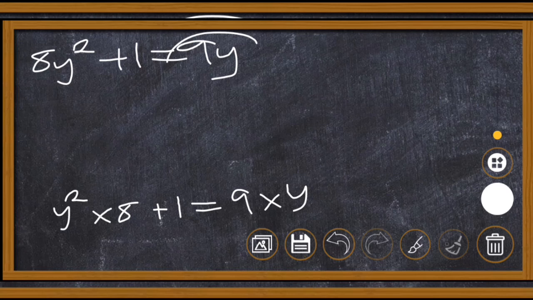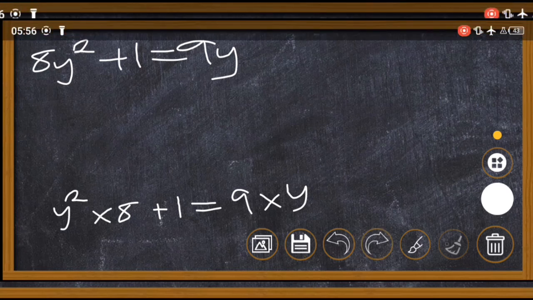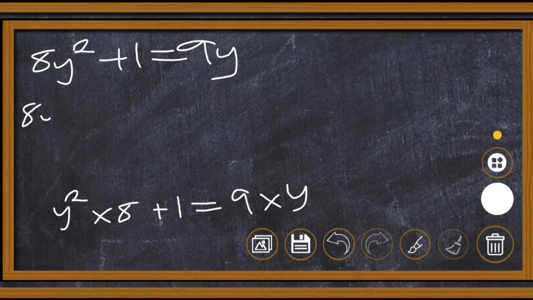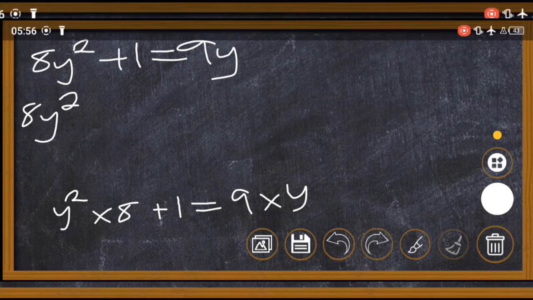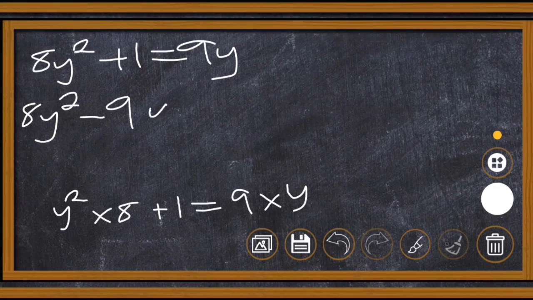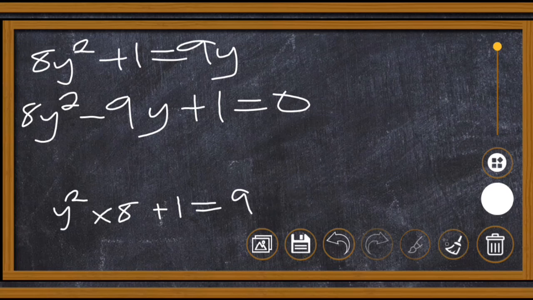So let's take this 9y to the left side. So we are going to have 8y squared. Then this is positive, when it comes to the left side, it's going to be negative 9y. Then here we have plus 1, and here we remain with what? With a 0.